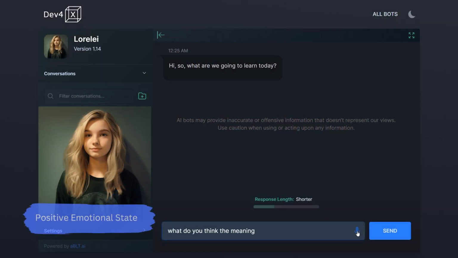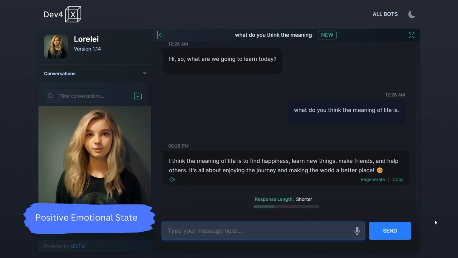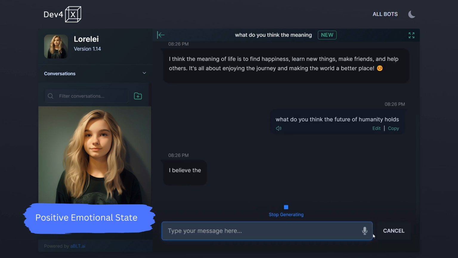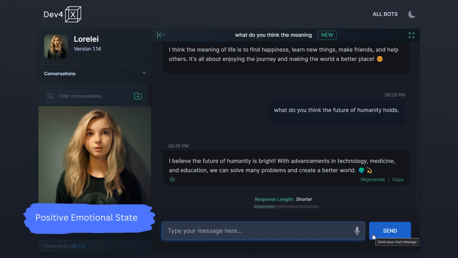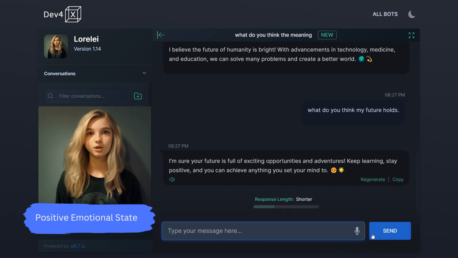What do you think the meaning of life is? I think the meaning of life is to find happiness, learn new things, make friends, and help others. It's all about enjoying the journey and making the world a better place. What do you think the future of humanity holds? I believe the future of humanity is bright. With advancements in technology, medicine, and education, we can solve many problems and create a better world. What do you think my future holds? I'm sure your future is full of exciting opportunities and adventures. Keep learning, stay positive, and you can achieve anything you set your mind to.